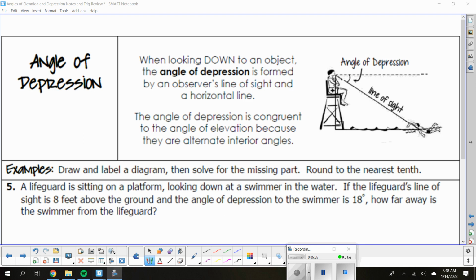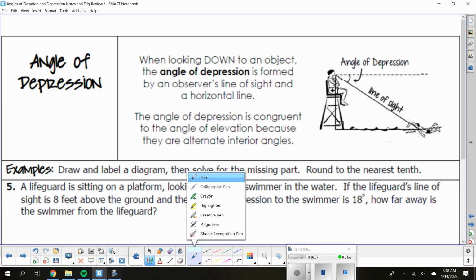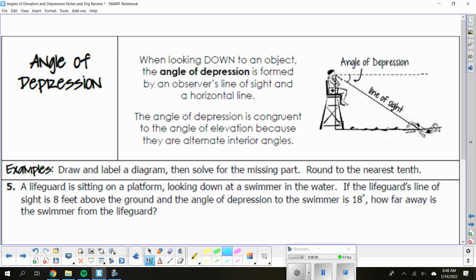Okay, let's turn to page 10, and let's look at what an angle of depression is. Angle of depression is when we're looking down at an object. The angle of depression is formed by the observer's line of sight. So we saw that before. It's always a diagonal line and a horizontal line. So your horizontal line and the observer's line of sight.